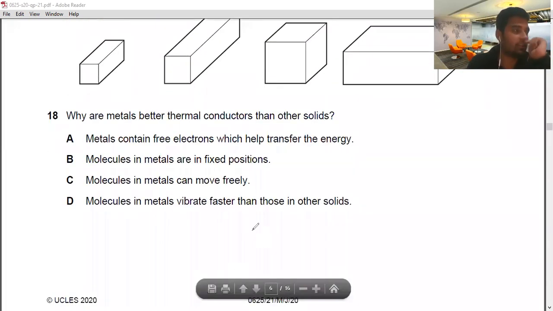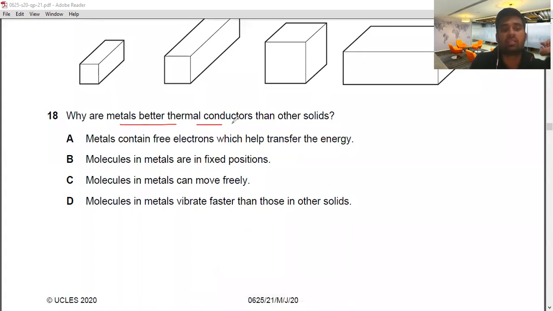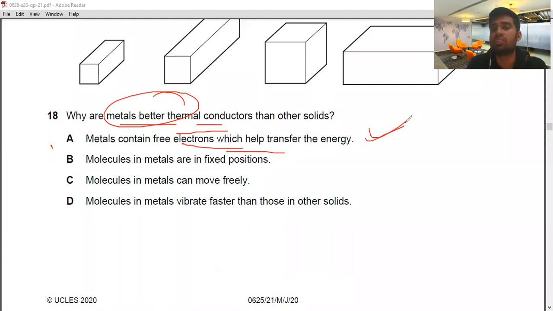So the next question is: why are metals better thermal conductors than any other solids? You might have a non-metal, you might have a metalloid, which is solid, but why are metals better thermal conductors? Now the first option is: metals contain free electrons which help transfer energy. Correct. As you all know, metals have free electrons which are able to move and which help in transferring the energy. So A is the right option. We'll go to the next question.